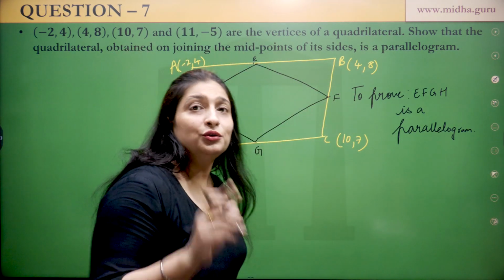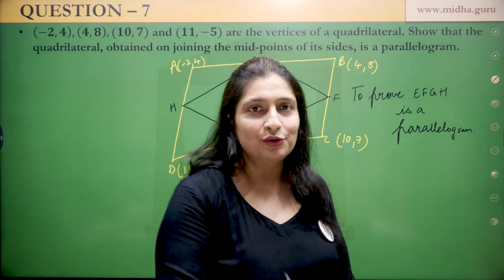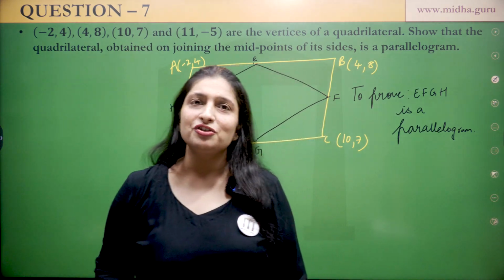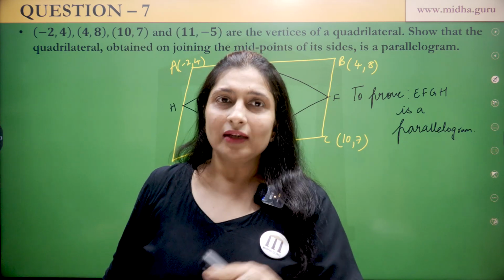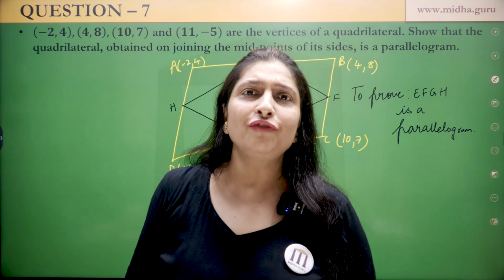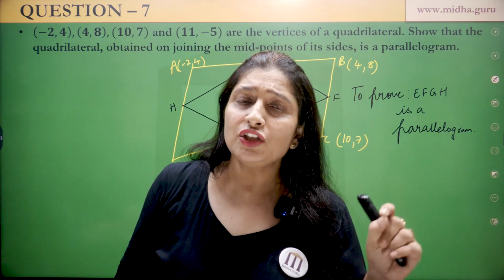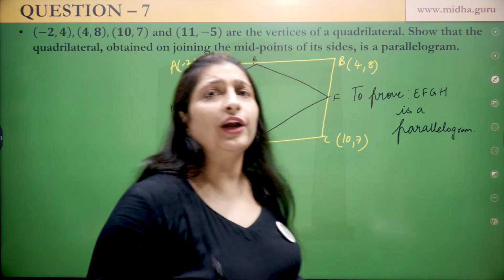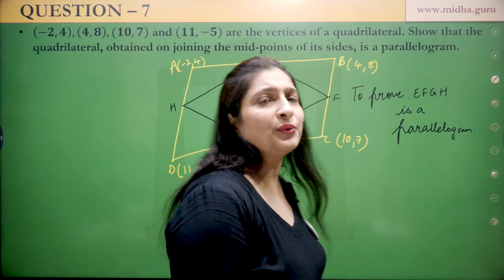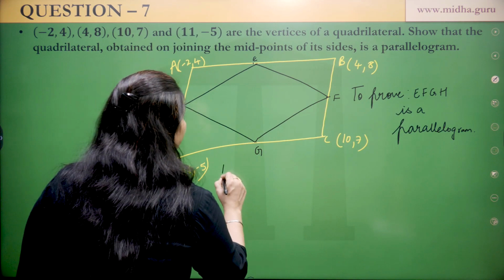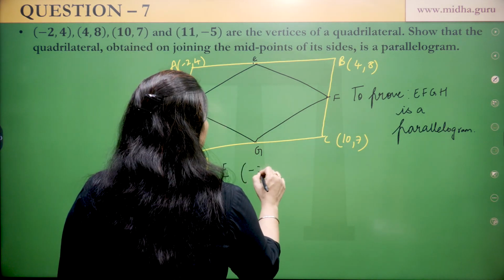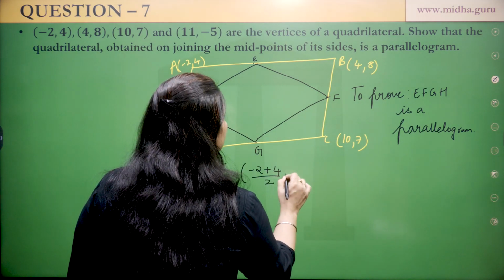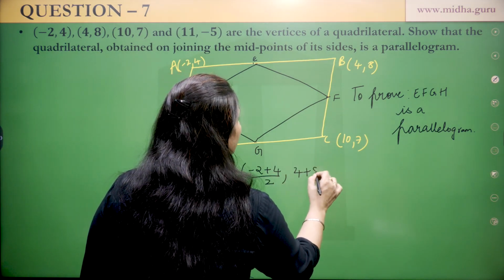Go back to section and midpoint formula. I told you in the previous video, child, you must remember the section and midpoint formula also for this chapter, right? So what is the midpoint formula? If you have to find the midpoint of a line joining two coordinates, the midpoint is (x1 plus x2) by 2 and (y1 plus y2) by 2. Find out the coordinates of E. It will be (x1 plus x2) by 2 and (y1 plus y2) by 2.